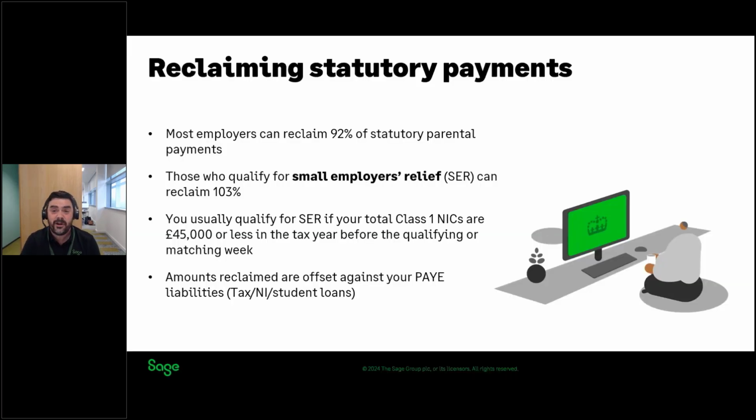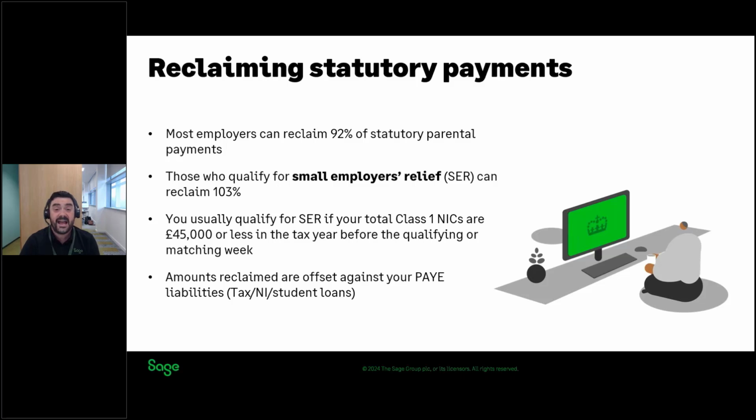So as a reminder, statutory parental payments are mostly funded by the government, as most employers can reclaim 92% of the statutory parental pay they've paid out. It is worth noticing that this is only parental payments. Statutory sick pay cannot be reclaimed from the government. SSP is fully paid by the employer. And remember, those who qualify for small employers relief do get the 103% of the statutory payment back.